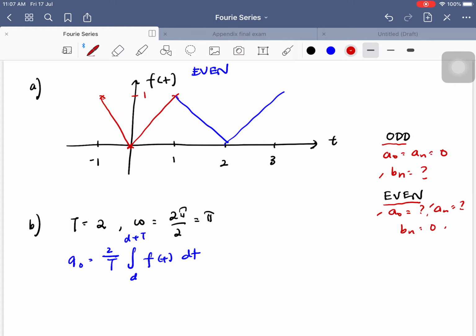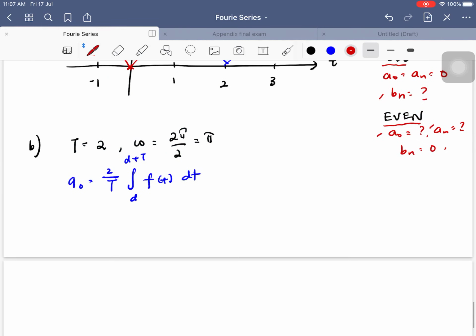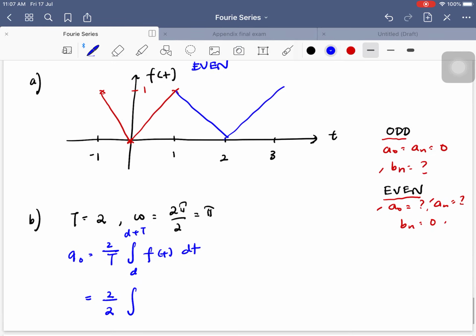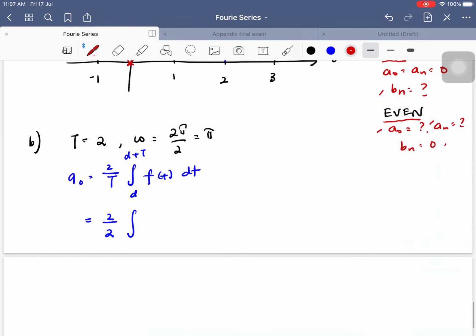And again, every single time before you start substituting f of t, we have to inspect the property first, but I am going to substitute whatever values I need first. So I'm going to have 2 over 2, my integral, and by now you should know the values of d and d plus T already. d is going to be the lowest value and d plus T is going to be the highest value of the function f of t. So here it's going to be from -1 to 1 of the function f of t dt.